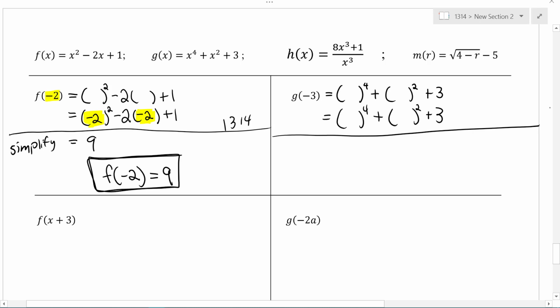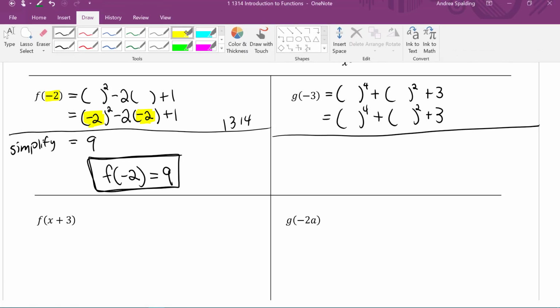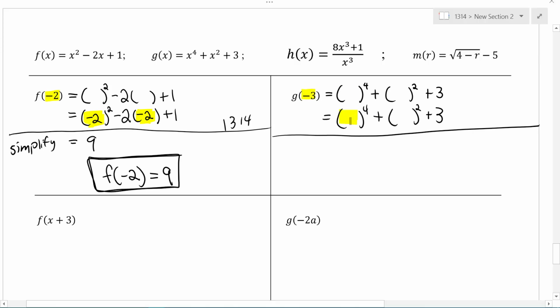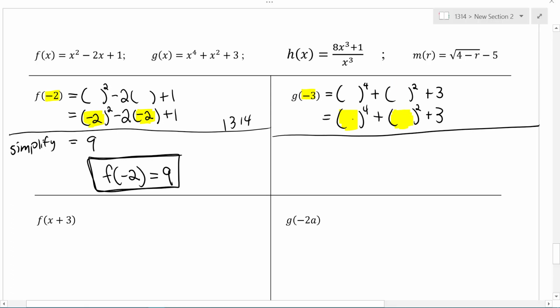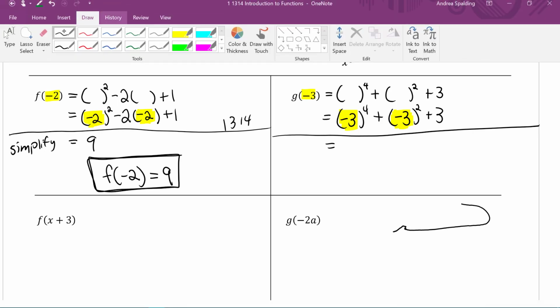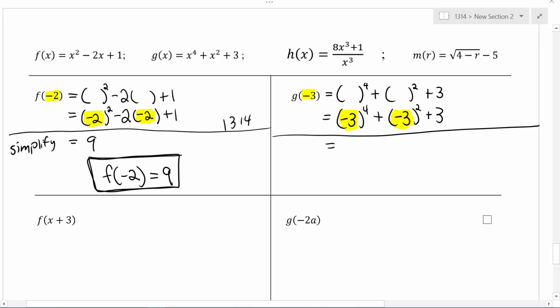All right, now what are we putting inside of those parentheses? Whatever's in the parentheses on the left-hand side is what gets dropped into the parentheses on the right-hand side. So I have -3, -3. Now we're going to simplify that using order of operations. Okay, since there's only numbers in this problem, we can use Desmos to simplify that.